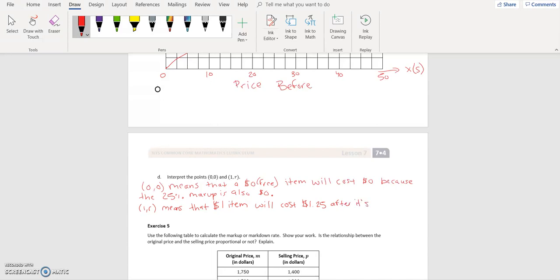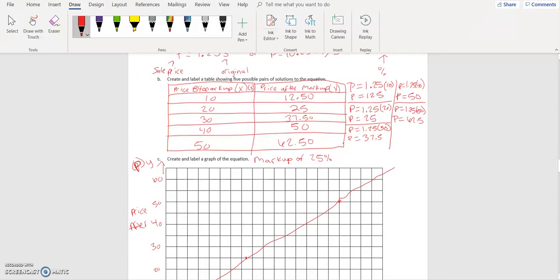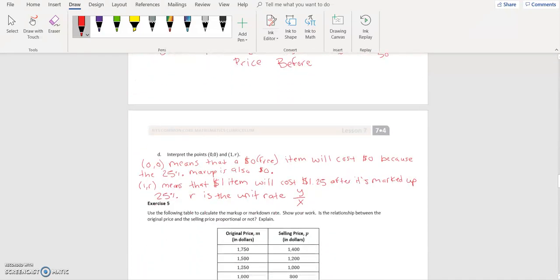after it's marked up 25%, because R is the unit rate, the amount for just 1. And so that's our y divided by x. So every time we do y divided by x in our table, 1250 divided by 1000, we're going to get 1.25, which is our unit rate.